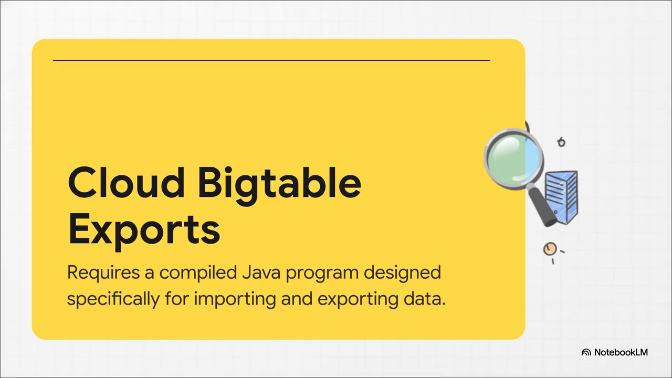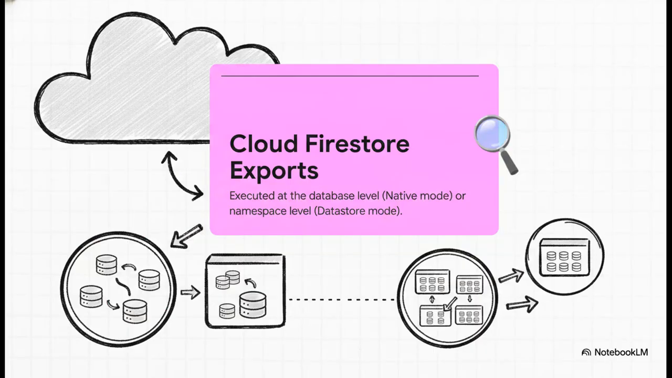To export data here, you actually need to run a compiled Java program specifically designed for it. There's no magical export button you can just click. To round out the database side of things, let's look at Cloud Firestore. The main thing to remember is that your export scope changes completely depending on how it's configured. In native mode, exports happen at the database level, but if you're running it in datastore mode, those operations happen at the namespace level.